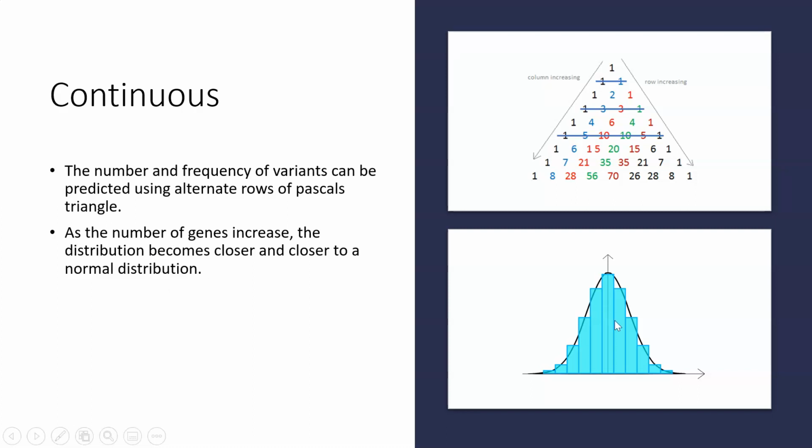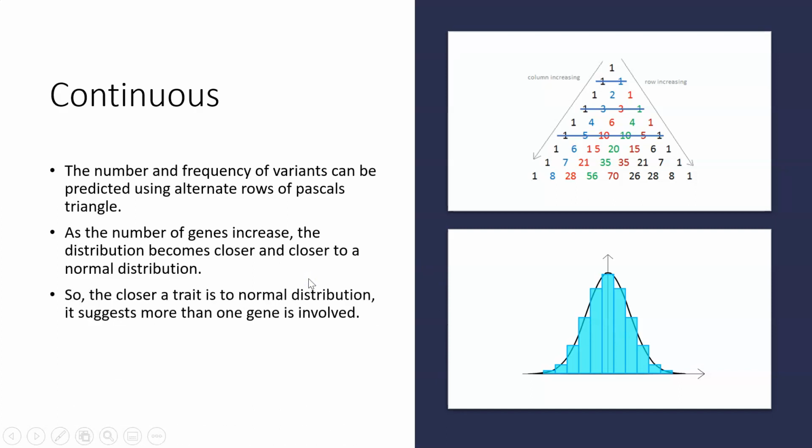Okay, so the more genes involved in a specific trait, the more it moves towards normal distribution of expression of that trait. So the closer a trait is to normal distribution, it suggests more than one gene is involved. So if your traits are completely spread all over the place, then potentially it's just one gene that's involved. This we call polygenic inheritance, so many gene inheritance.